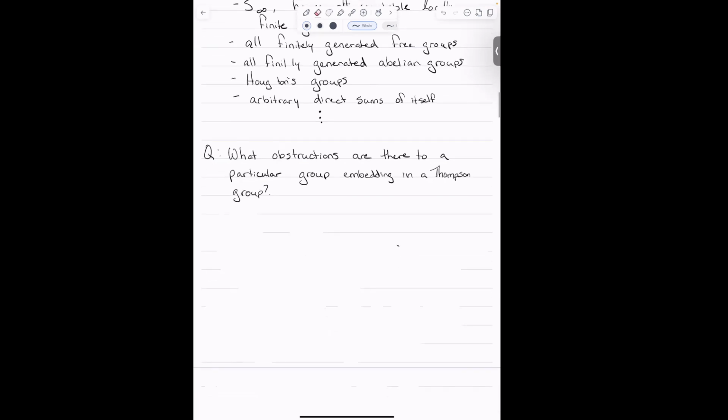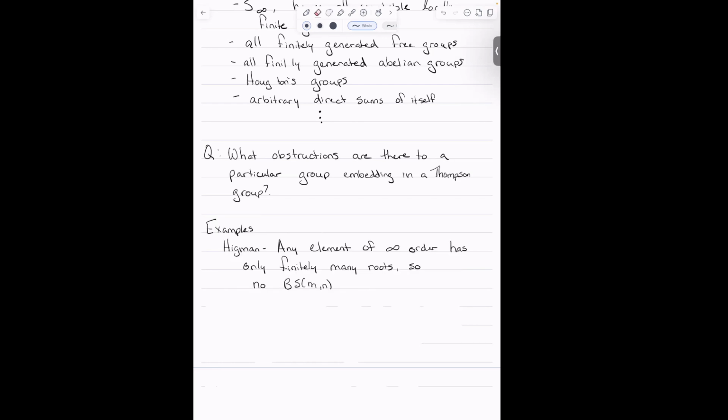But there are some things that can't embed in Thompson's group V, and in particular also not in F or T. Higman showed that any element of infinite order has only finitely many roots. This is a statement about V: any element of V of infinite order has only finitely many roots. What this means is, for instance, that things like Baumslag-Solitar groups will not embed into V.